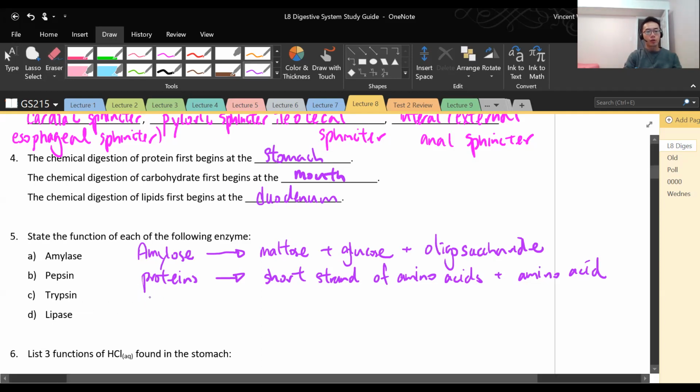Trypsin. Trypsin is the same thing. Okay. Trypsin is related to pepsin. They are cousins, chemically related. The difference is that pepsin you will find in the stomach and the pancreatic juice, but the trypsin is only found in the pancreatic juice. No trypsin in the stomach.